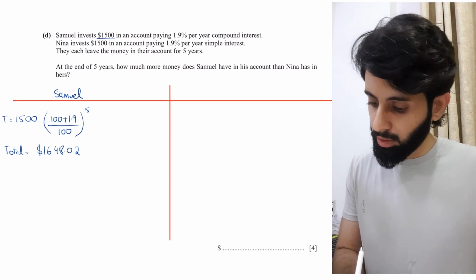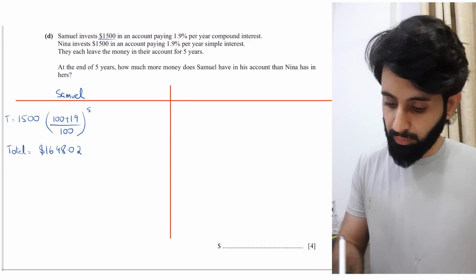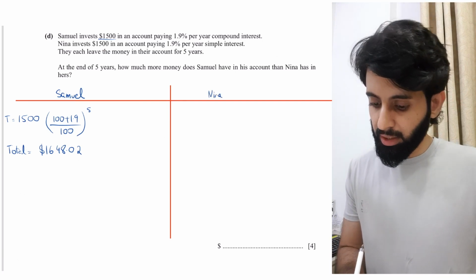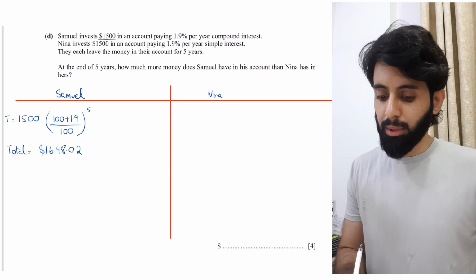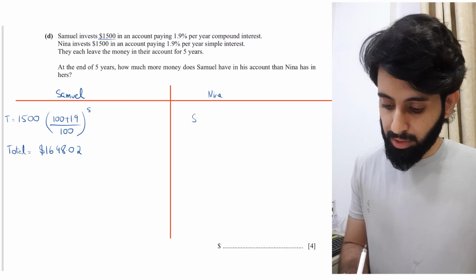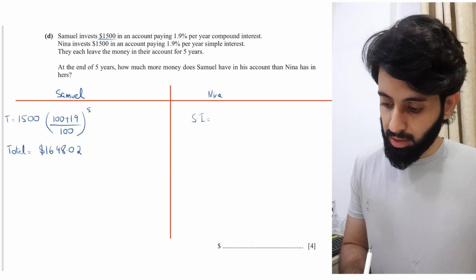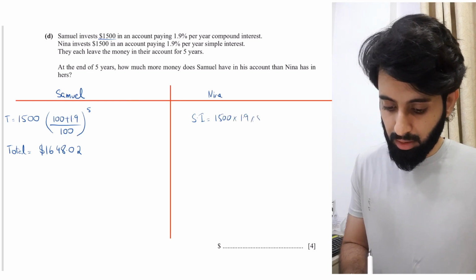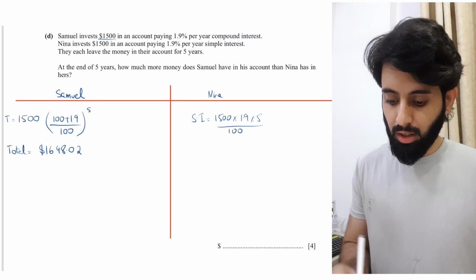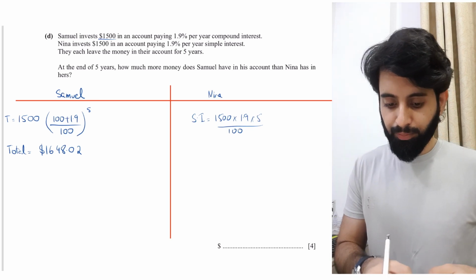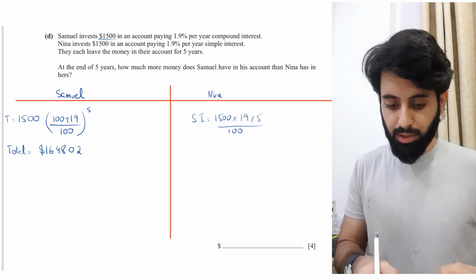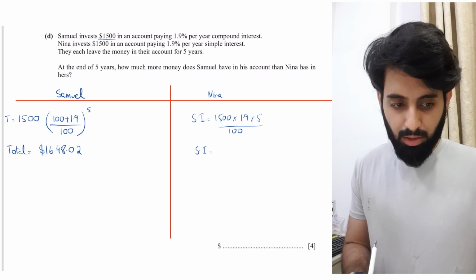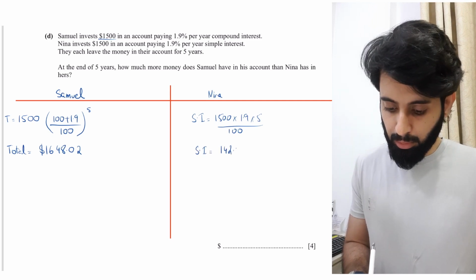Now let's talk about Nina. Nina right here is basically investing in an account which again pays 1.9% per year, but this is simple interest. So the formula for simple interest is basically the principal amount, which is 1500, times the rate, which is 1.9, times the time, which is 5 in this case. And this, remember, will give you just the simple interest. So Nina here ends up getting a simple interest of 142.5.